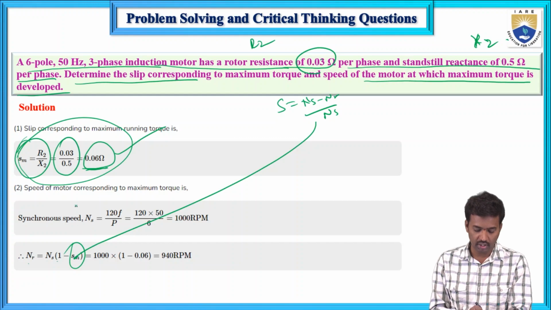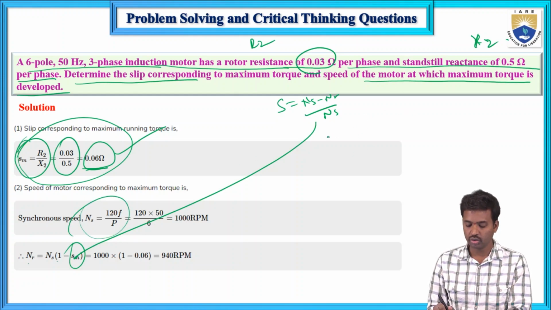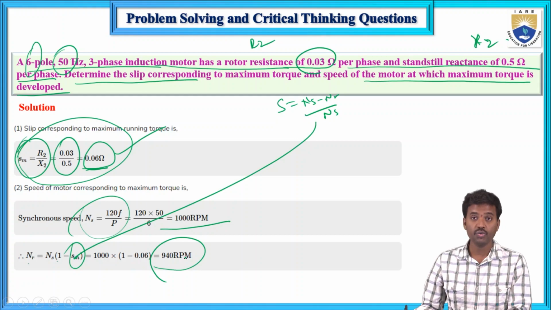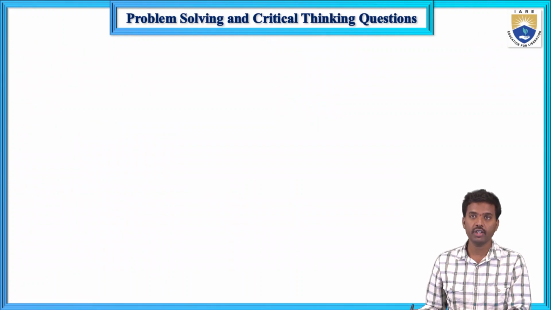And next, Ns can be calculated here. Ns equals 120 f by P. We know this formula very well: Ns equals 120 f by P. So here, with f and P, this is 1000 RPM. And here the running speed equals 940 RPM.